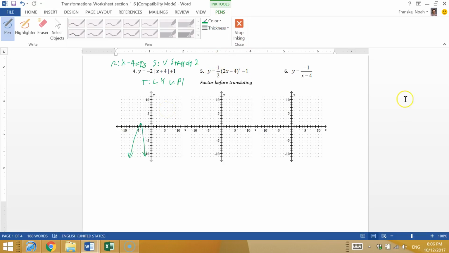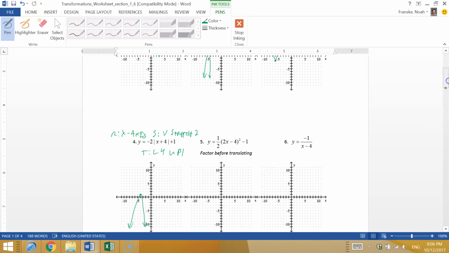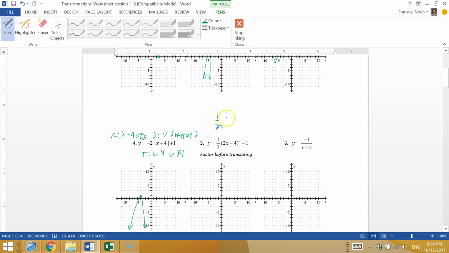All right, this guy looks like it needs to be cleaned, so I'm going to clean that x. So we have 1/2 times 2 times x minus 2 squared minus 1. All right, so I could leave it like this. This would be a vertical stretch by 1/2 and a horizontal shrink by 1/2 as well.